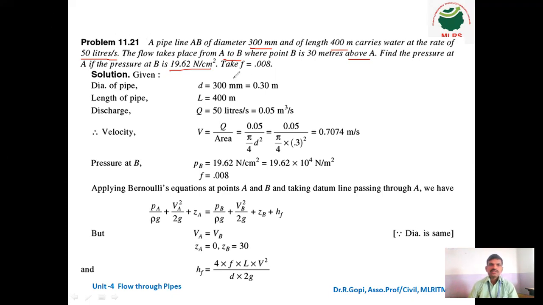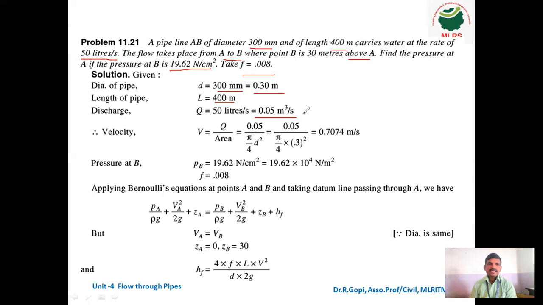Take f, the coefficient of friction, equal to 0.008. Okay. Next, the diameter of the pipe D is equal to 300 mm, and you must convert it into meters: 0.3 meter. Next, the length of the pipe is 400 meter, and the discharge Q is 50 liters per second, which you have to convert into meter cube per second. It is 0.05 meter cube per second.